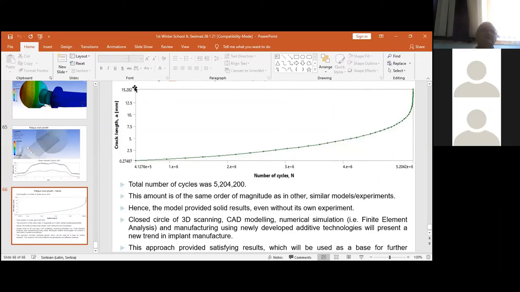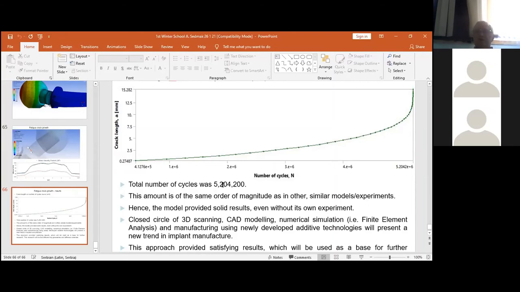Even if we don't know, in this case we knew that 15 point something was the critical crack length, but even without that, it's obvious that this is the critical number of cycles. So about 5 million. That number of cycles is large at first glance, but it is reachable by relatively young and active persons. So there is still a problem. Actually, at least for those types of persons, we need a better material in the sense of fatigue crack sensitivity and resistance.